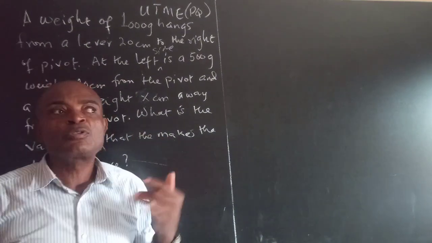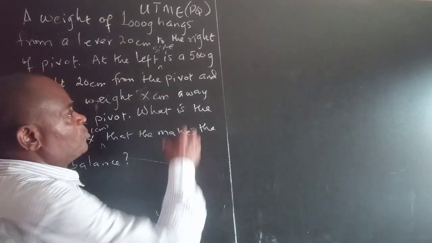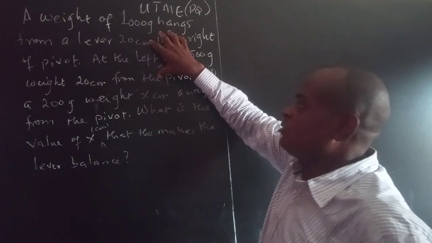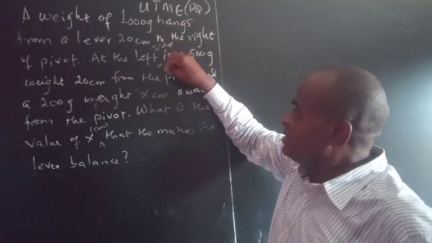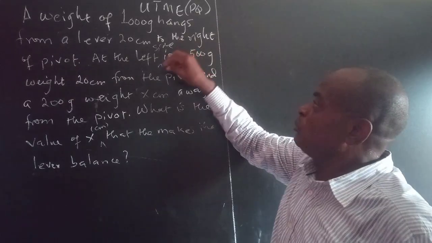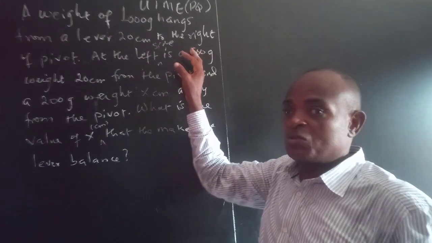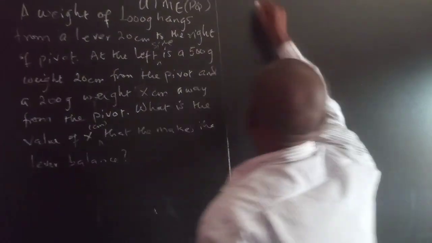And for you to be able to solve a problem, you should be able to sketch the statement of the question. You put it in a diagrammatic form, the way it will give you the position of the lever, the weights that were given, and so on and so forth, which is what we are going to do a representation on. So we come here.